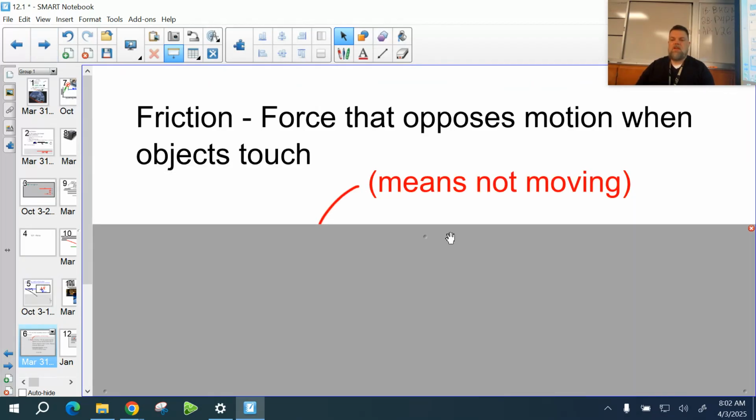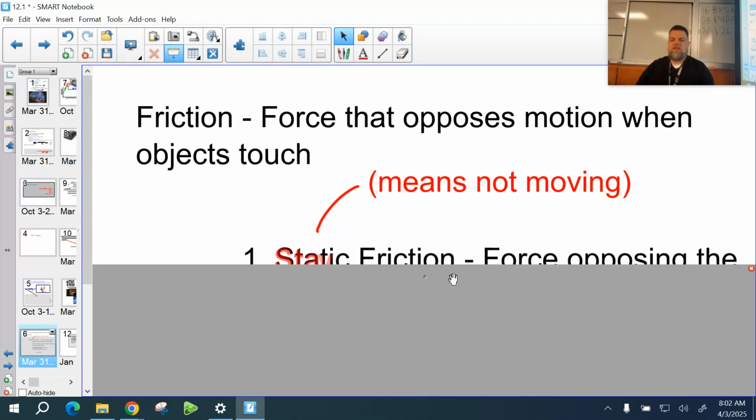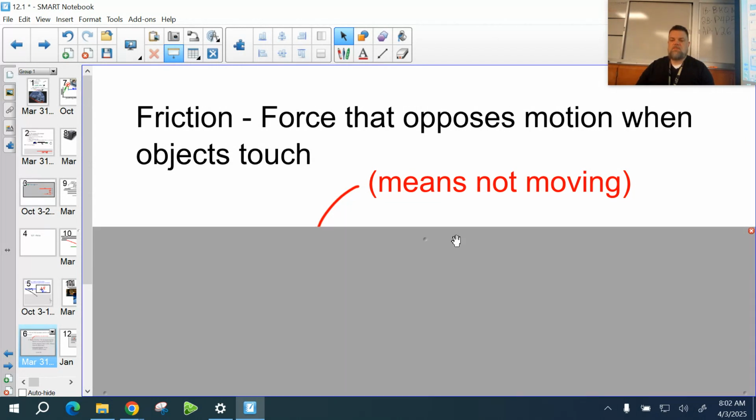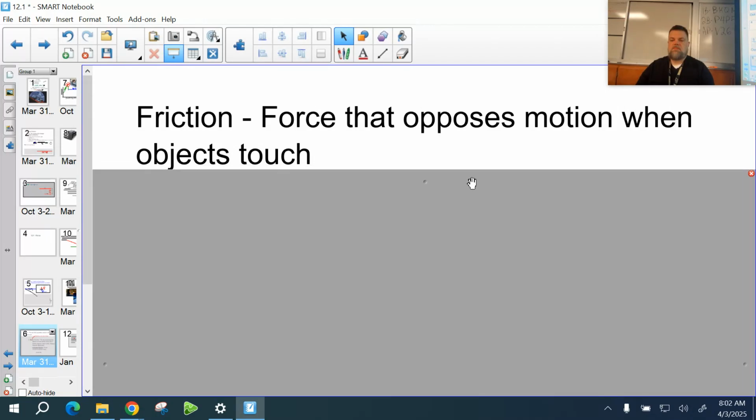So write this down. Friction opposes motion when an object touches something. And we'll just write that down. And so when you're done writing this down, I want you to take your hands and put it on your desktop there and push forward. When you do that, what do you feel? The desktop is pushing back against you.